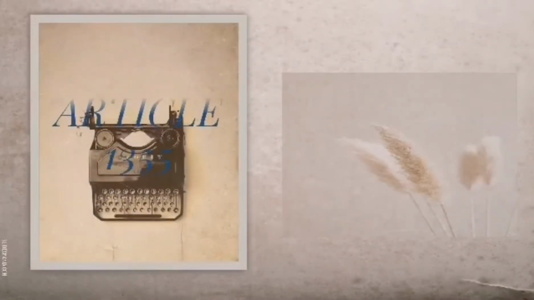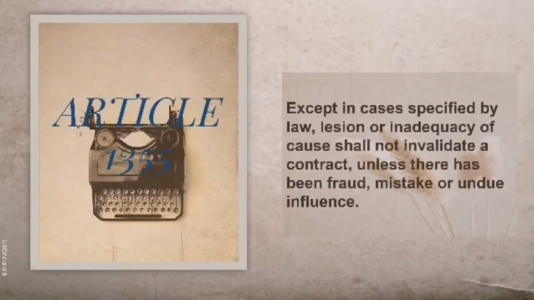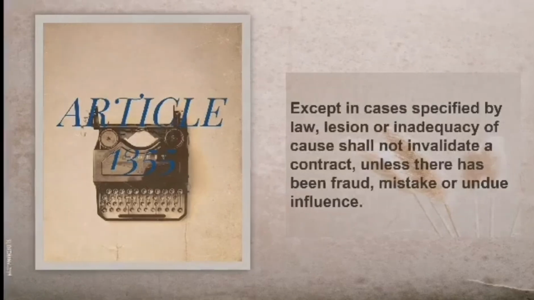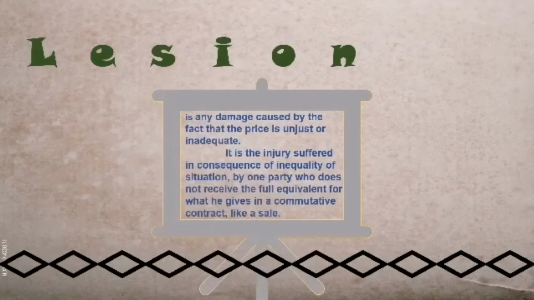Let's now go to the last article, Article 1355. Except in cases specified by law, lesion or inadequacy of cause shall not invalidate a contract unless there has been fraud, mistake, or undue influence. So what is lesion? Lesion is any damage caused by the fact that the price is unjust or inadequate. It is the injury suffered in consequence of inequality of situation by one party who does not receive the full equivalent for what he gives in a commutative contract like sale.